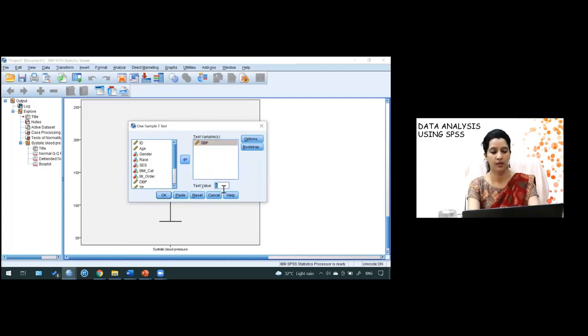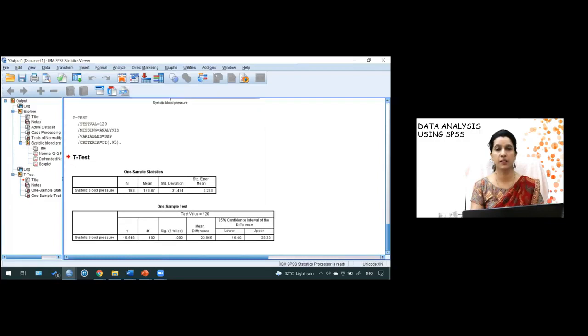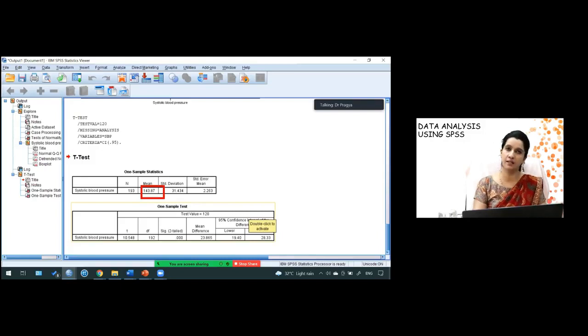Again, I have to write the value against the hypothesized mean. My first hypothesized value was my district mean SBP, which was 120. And I'll click OK. You will come up with the output, and you can see here the mean of my sample. How much is the mean? The mean of my sample is 143. Can you see? And the hypothesized mean is 120.